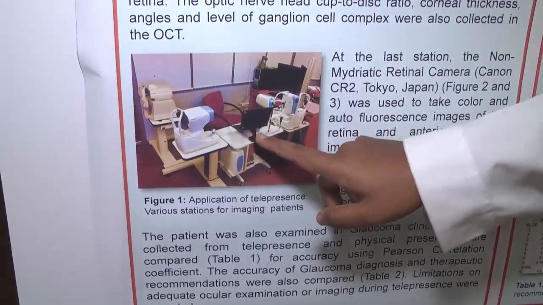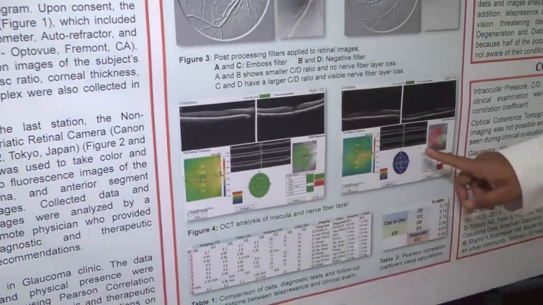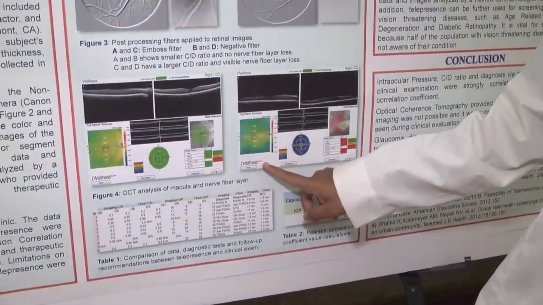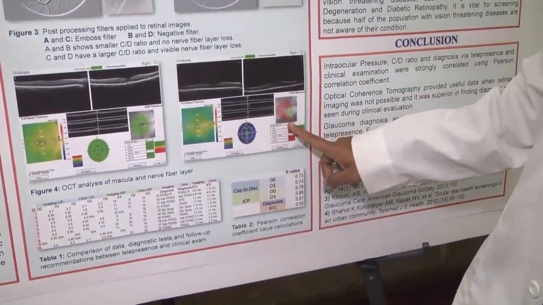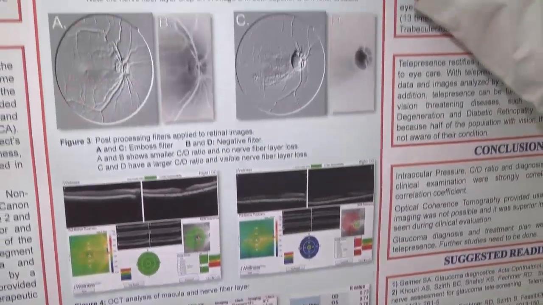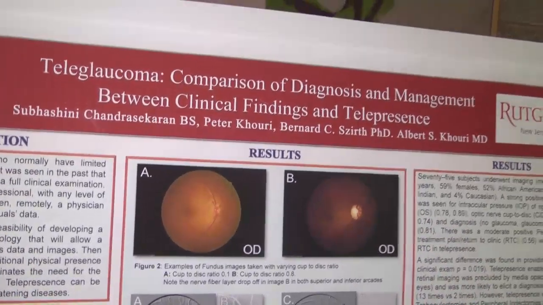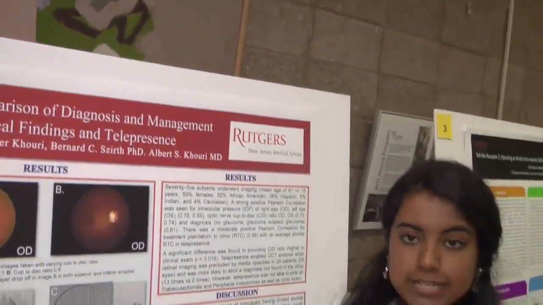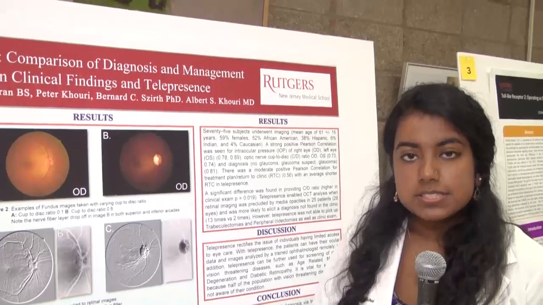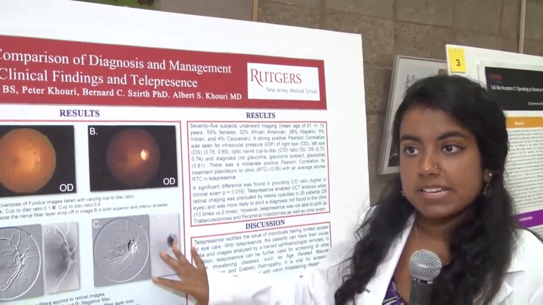camera. The OCT gives us images of the cross-section area of the retina, and it also tells us about retinal thickness and ganglion cell complex loss. And the retinal camera gives us a color image of the fundus. So what the ophthalmologist does is, after receiving all of these images and data analysis, he gives a diagnosis and a treatment recommendation solely based off the telemedicine information.